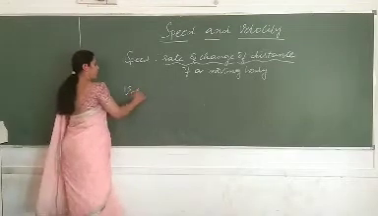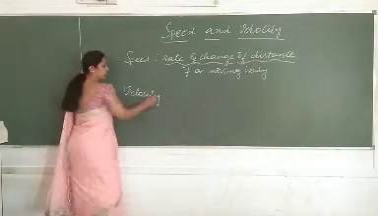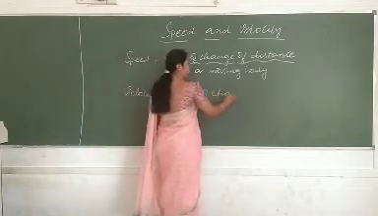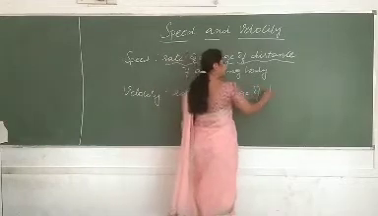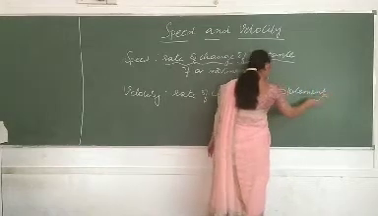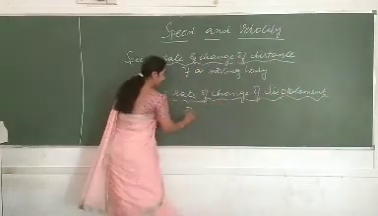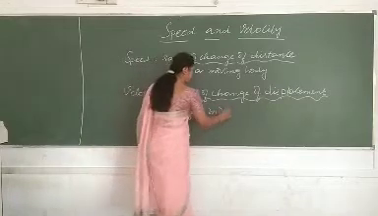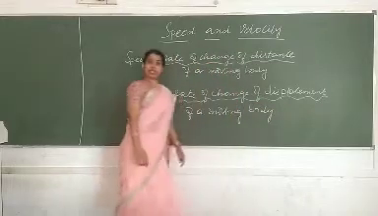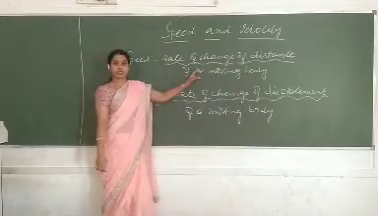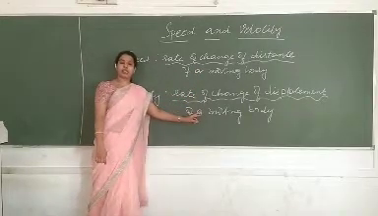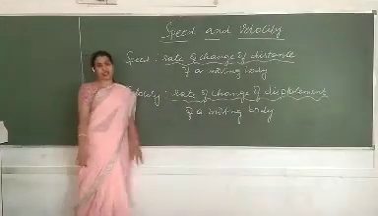Next let me move on to velocity. Velocity is defined as the rate of change of displacement of a moving body. Just looking into both definitions, you are clear that distance is associated with the speed concept, and displacement is associated with the velocity concept.